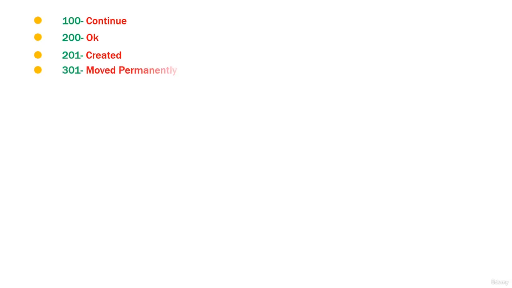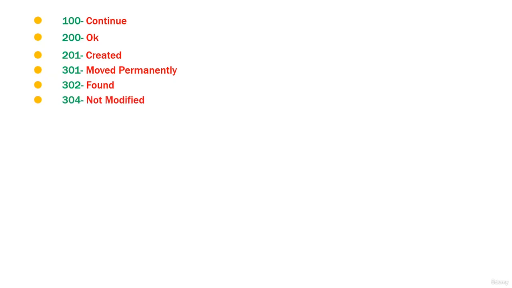The next one is 301. 301 is Moved Permanently. It redirects the browser permanently to a different URL, which is specified in the location header, and clients should use the new URL in the future rather than the original. The next one is 302, which is Found, and it redirects the browser temporarily to a different URL, which is specified in the location header. The client should revert to the original URL in subsequent requests.